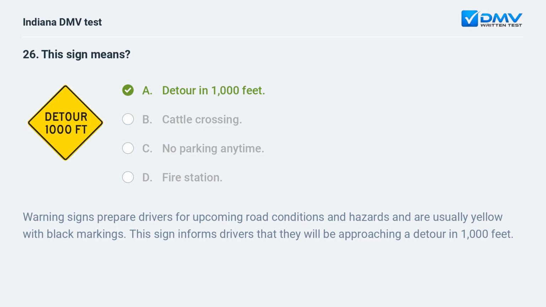Warning signs prepare drivers for upcoming road conditions and hazards and are usually yellow with black markings. This sign informs drivers that they will be approaching a detour in 1,000 feet.